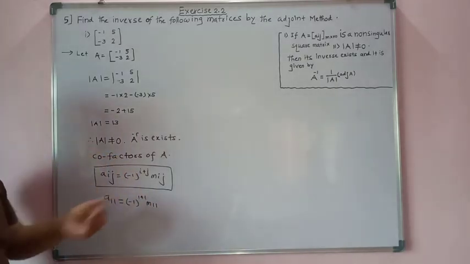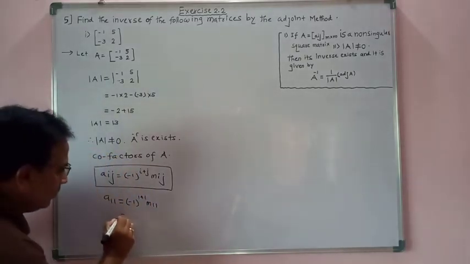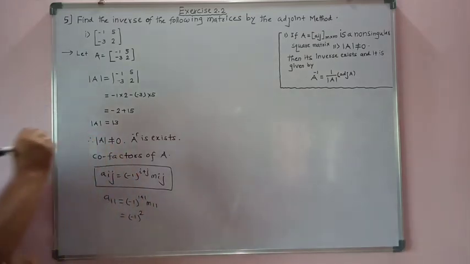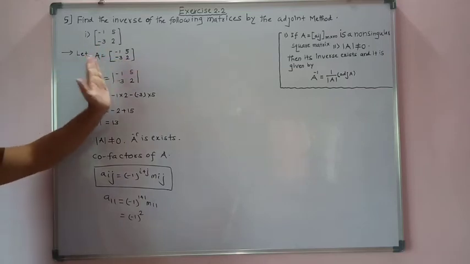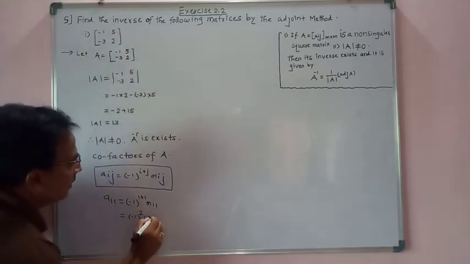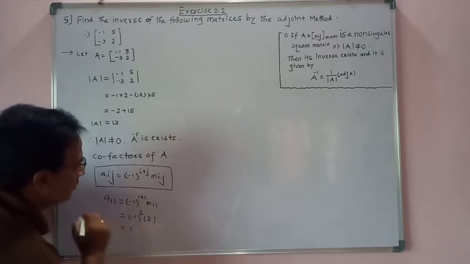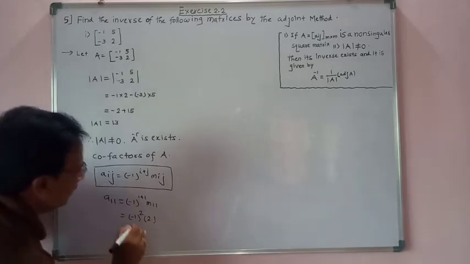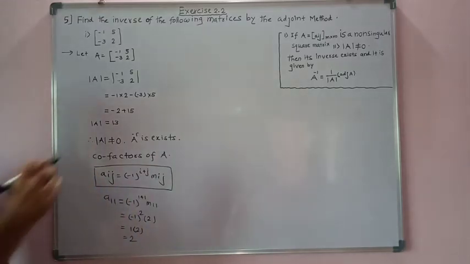I is 1, j is 1. Therefore -1 raised to 1 plus 1 is 2, into M11. Leaving off first row, first column, this minor is 2. -1 squared into 2. Therefore -1 squared is plus 1 into 2. This cofactor is 2. A11 is 2.